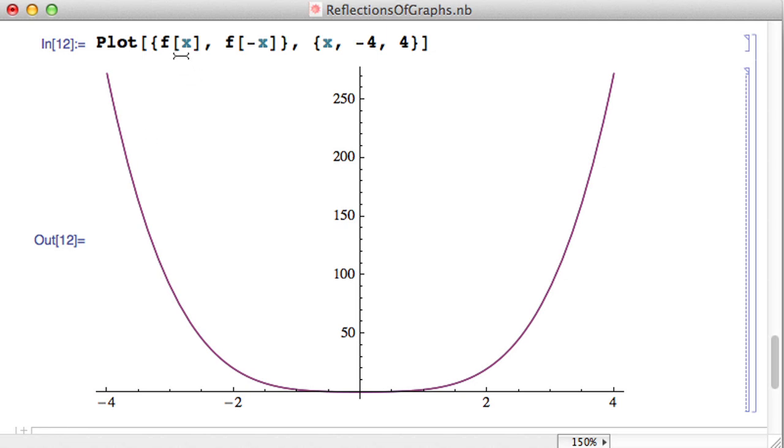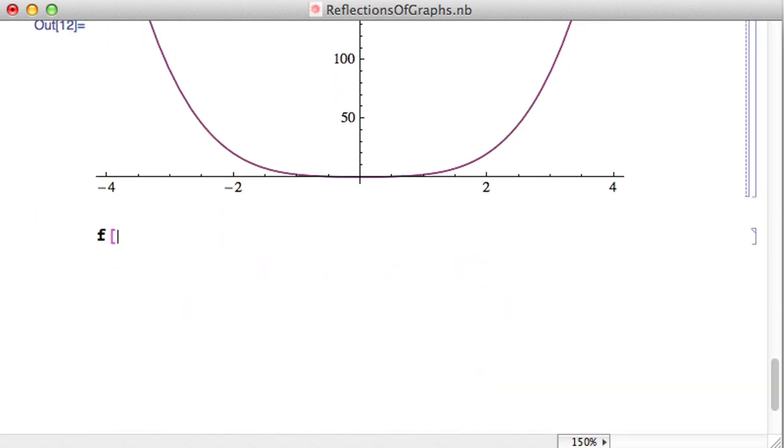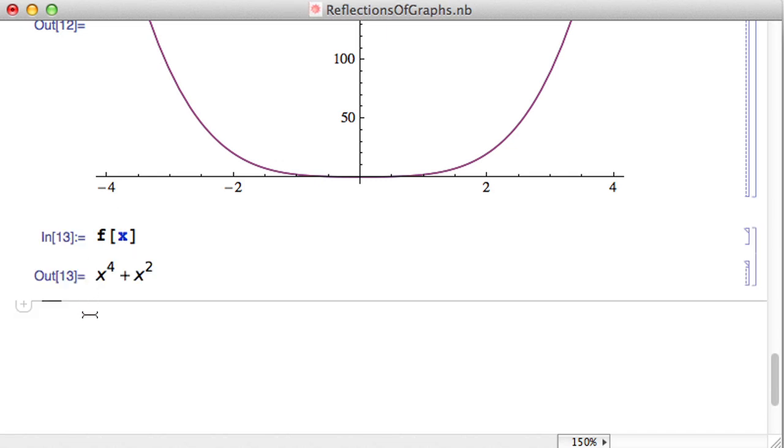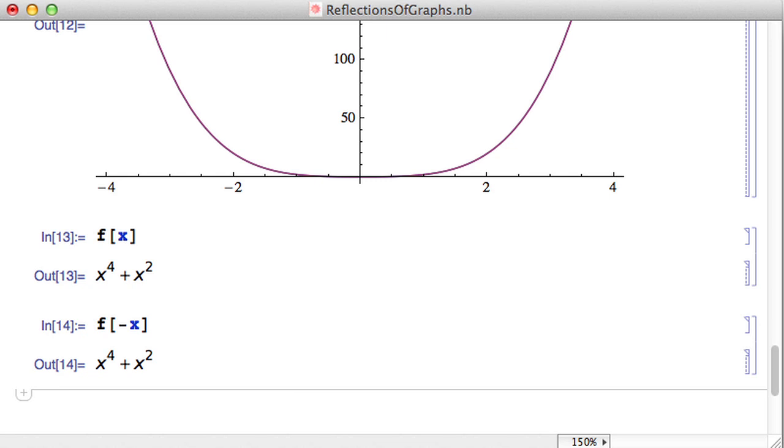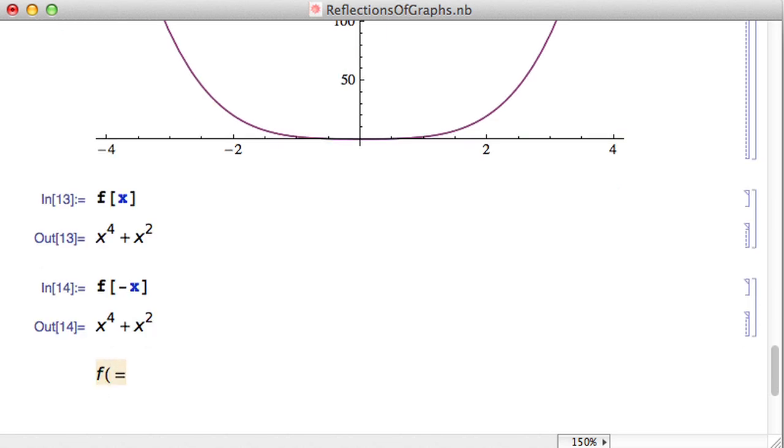You notice that what this means algebraically is that f of x and f of minus x are the same thing. So watch, f of x is x to the fourth plus x squared, and watch what f of minus x is. It's x to the fourth plus x squared. F of minus x is x to the fourth plus x squared. The function doesn't change. Now to show this by hand, you would have to show it this way: f of minus x equals, and then you have to replace each instance of x with minus x.